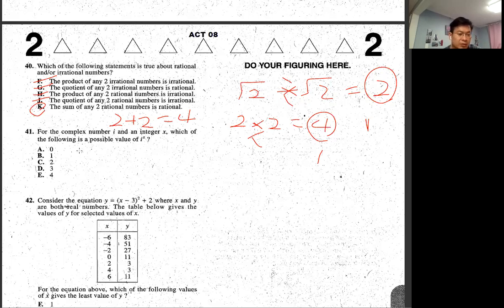Complex number i, what is this one? i to the x. Which of the following is a possible value of this one? Okay, if you put 1, it is i, 2 is minus 1, since i squared is minus 1, and then 3 is minus i, and 4 is 1. So it just repeats only those 4. So that's why it's only 1.